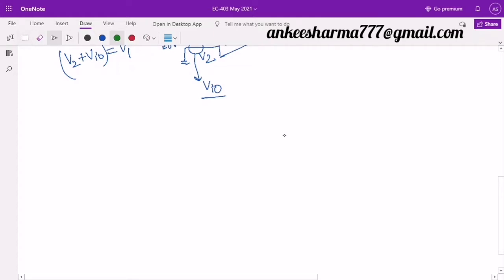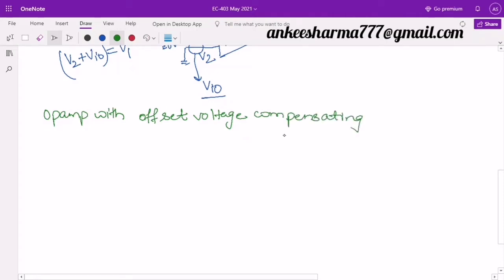So next one is the op-amp with offset voltage compensating network. So what we do, we apply a rheostat to one of the terminals of an operational amplifier like this. For example, this is my operational amplifier with, let this be positive, this be negative.